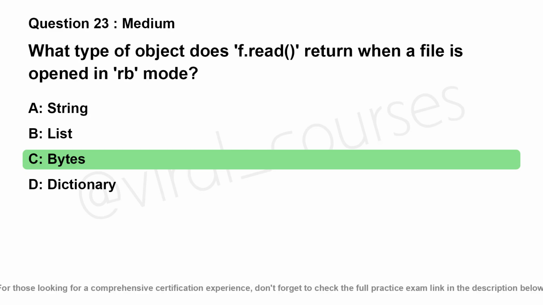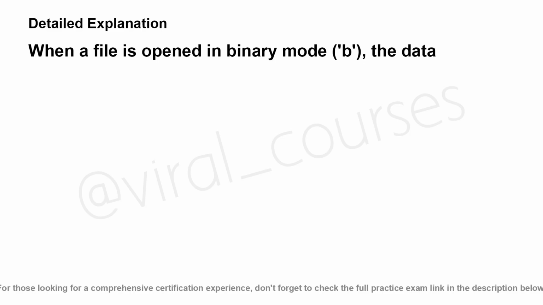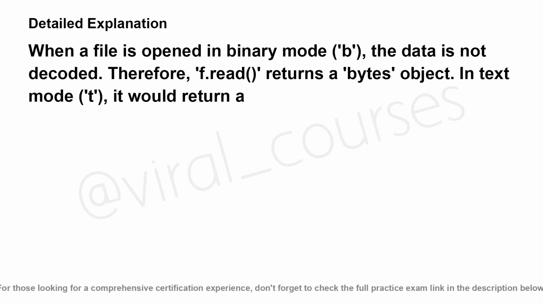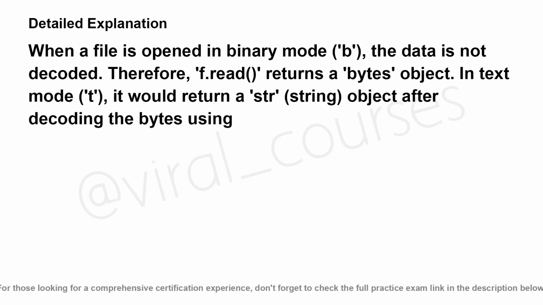The correct answer is C. When a file is opened in binary mode, 'b', the data is not decoded. Therefore, f.read() returns a bytes object. In text mode, 't', it would return a str (string) object after decoding the bytes using the specified encoding.